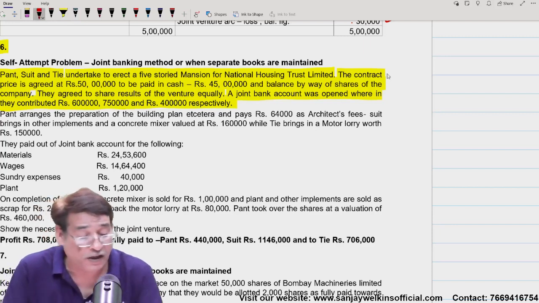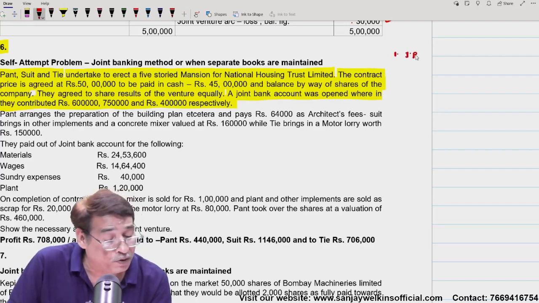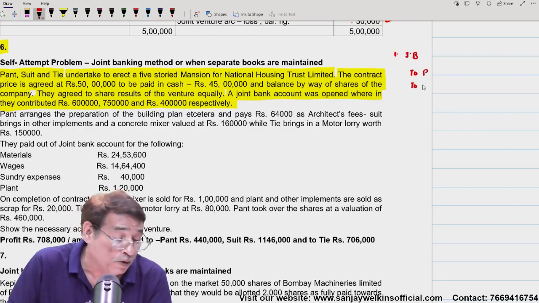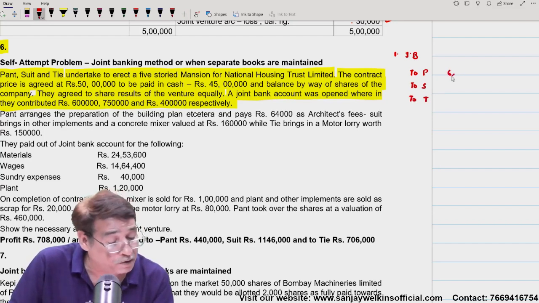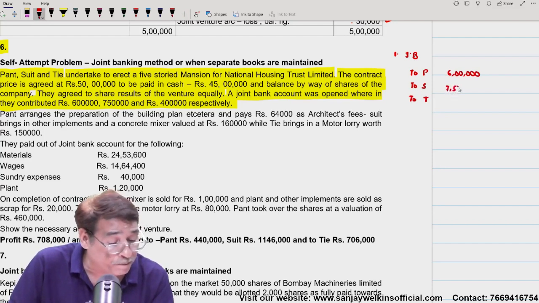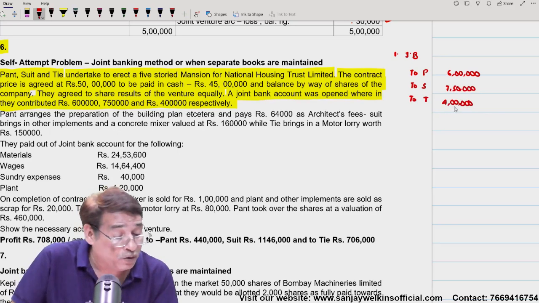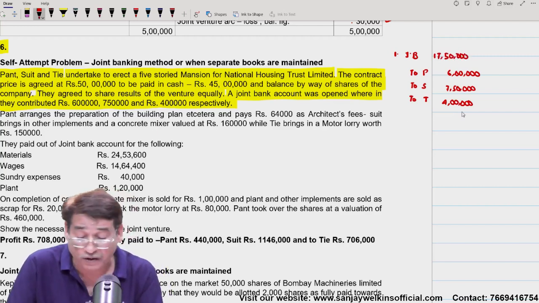Your first entry you need not require to pass, but when you attempt this question through this entry, it will be easier for you. So Pant, Suit and Tie: they have contributed 6 lakhs, they have contributed 7 lakh 50, and they have contributed 4 lakh. This is the entry which you are going to pass, correct? Total will be equal to 11 plus this, 17 lakh 50,000. Joint bank account debit to all these things.